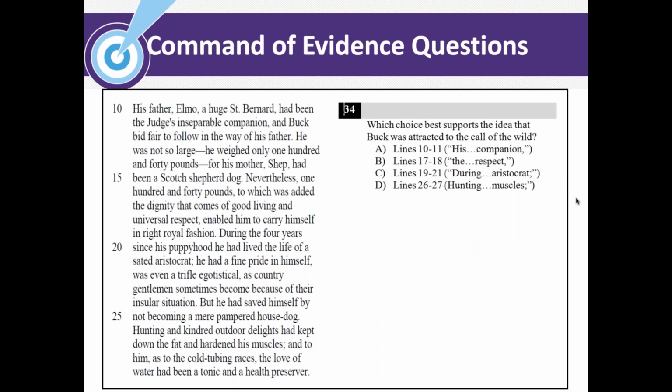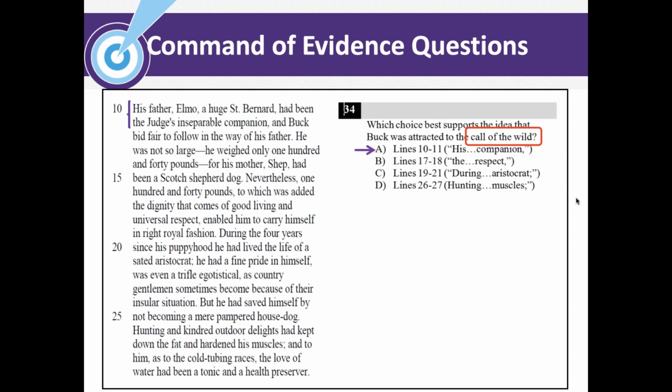Sometimes the command of evidence questions, and this is nice, you don't have to deal with a pair of questions. Here, they're just going to ask you question A, and you just have to find the support for it. So which choice best supports the idea that Buck was attracted to the call of the wild? So I'm going to do the same thing. Why was he attracted to the call of the wild? That's my key word. Now I'm going to read through each of these sections of lines and determine which one best explains why he was attracted to this call.